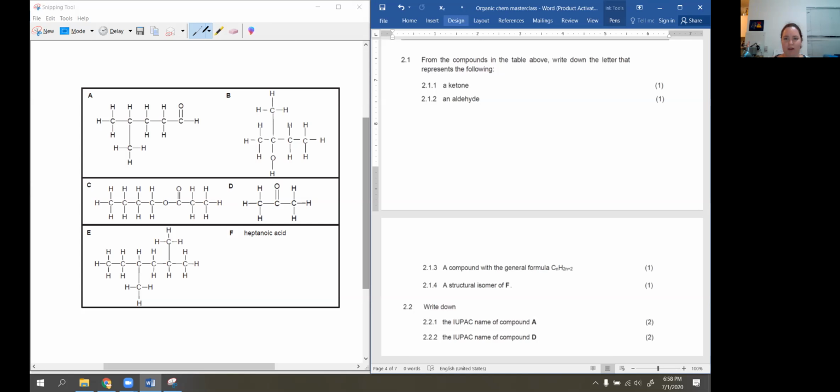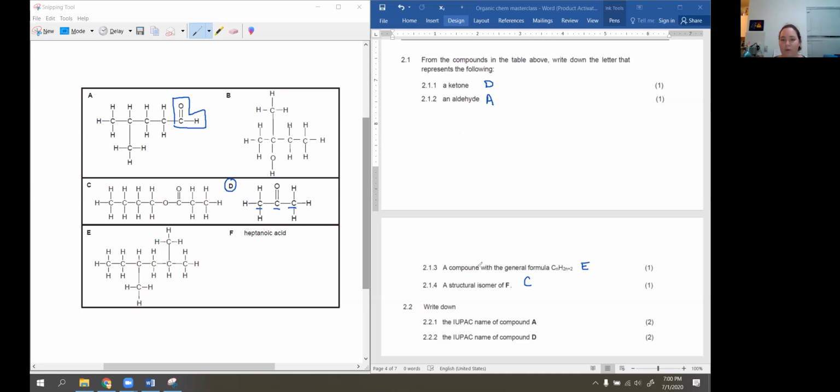So I'm going to share my answer with you. The ketone that I saw was D. For a ketone, you must have a C double bond O between 2 other carbons, so I was quite happy for that to be my ketone. The aldehyde must have a C double bond O straight onto an H, which makes that my aldehyde, okay?